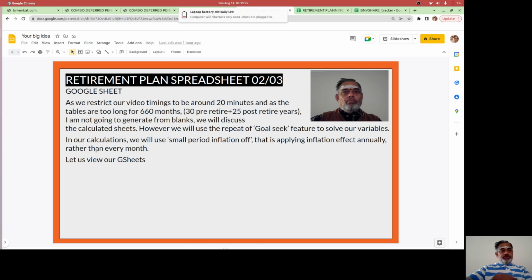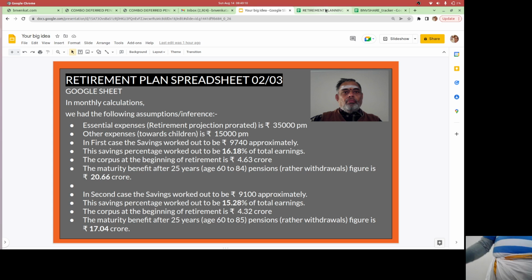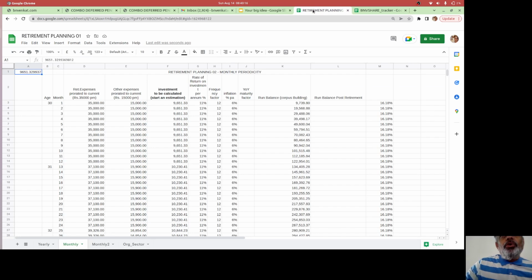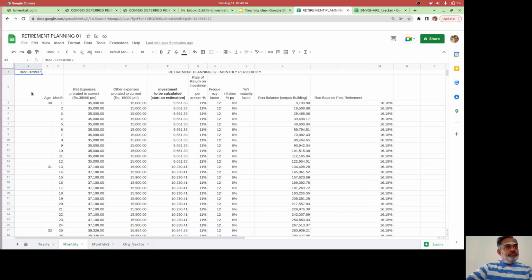Let us view the Google Sheet. The monthly Google Sheet has been prepared. It is very similar to what we had in the yearly calculations. For the yearly calculation, we had age from 30 to 85. Similarly, we will have the age here from 30 to 85.